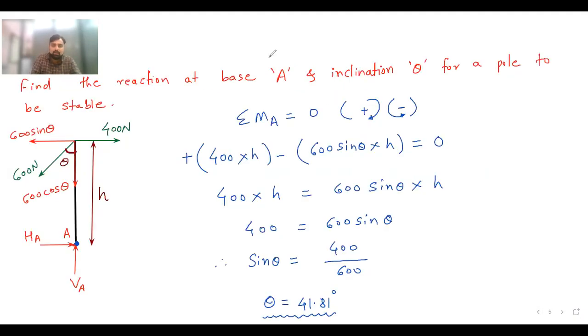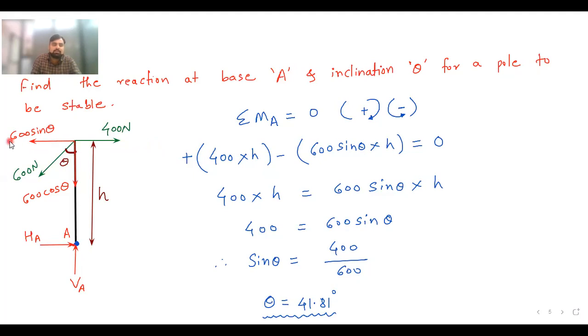Now summation Fx equal to 0. If I apply, forces which are moving towards right are positive, forces which are moving towards left are negative. So now in this diagram, see how many forces are there which are moving towards right. This HA is the reaction which is moving towards right. So HA is one force. Then another force is this 400 Newton. It is also moving towards right. So it is also plus.